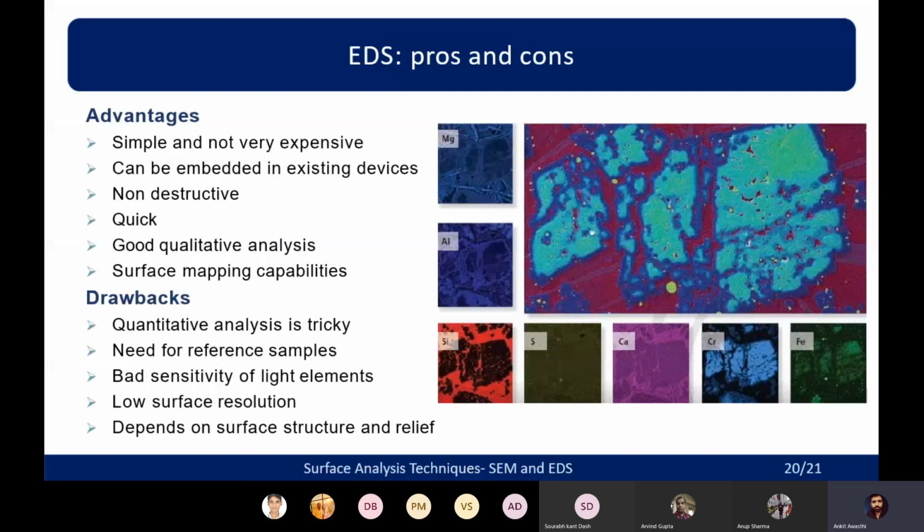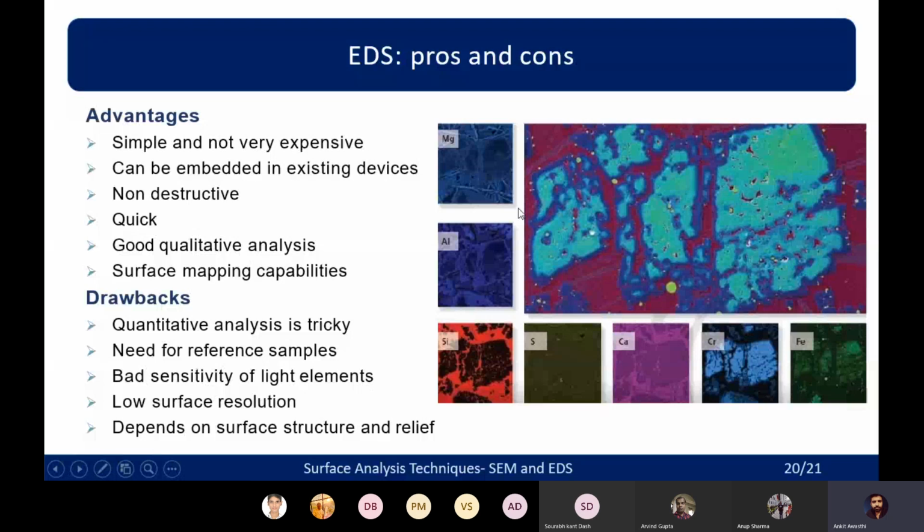With every analysis you can embed this EDS system and you will get some idea about the composition. Another thing is it is a non-destructive method, so there won't be any harm to the sample. It remains as it is during the EDS analysis, and as I told, it's a very quick process and gives a good qualitative analysis. It also has surface mapping capability.